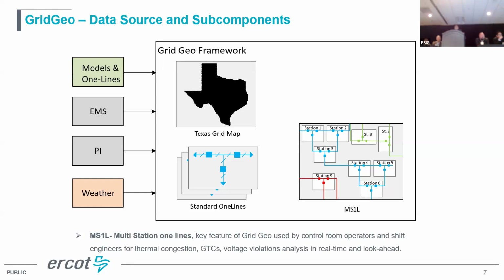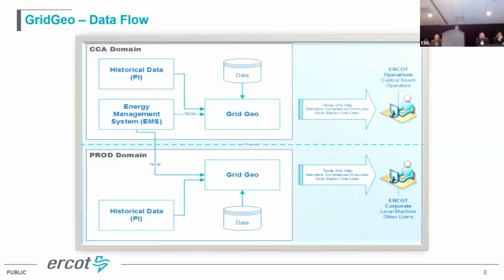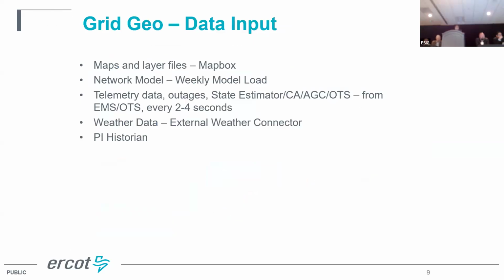As you can see, there is the entire Texas grid map and the regular station one-lines, but also a very key feature that's very helpful to the control room: the multi-station one-lines, where you can navigate from one station to the other and link to all of the different connectivity points there. We have it available in different forms. I'm going to skip over that, but these are the different data inputs, the weather data, like I mentioned.